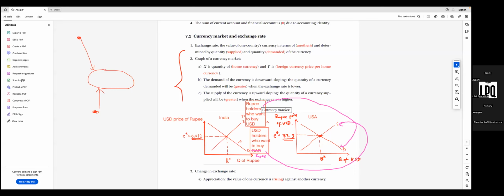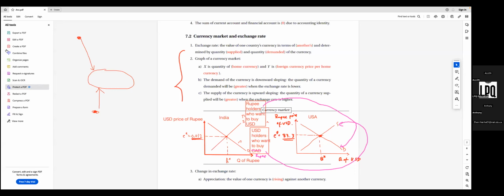But next step: in the field of economics, price is always changing constantly. Price is not a fixed number. Price can increase, price can decrease. Price always fluctuates, ups and downs. Same thing for the foreign exchange market. The USD price of rupee could increase, the rupee price of USD could decrease.